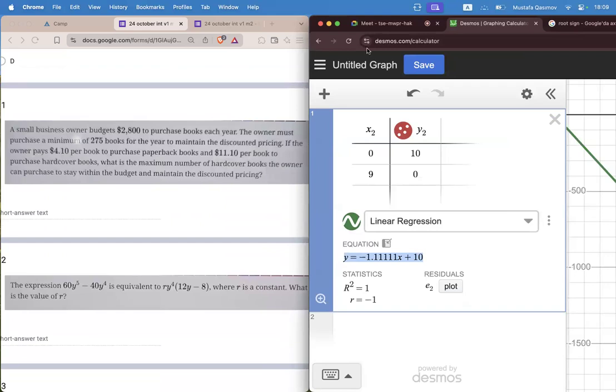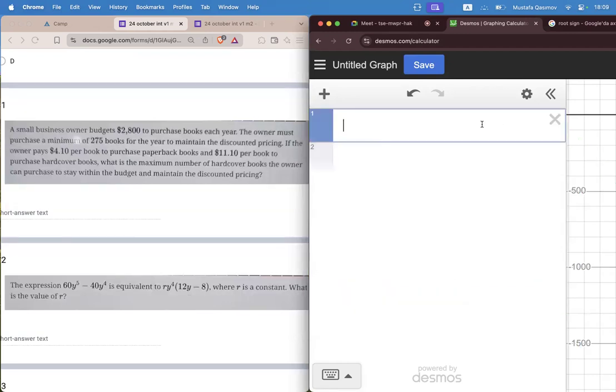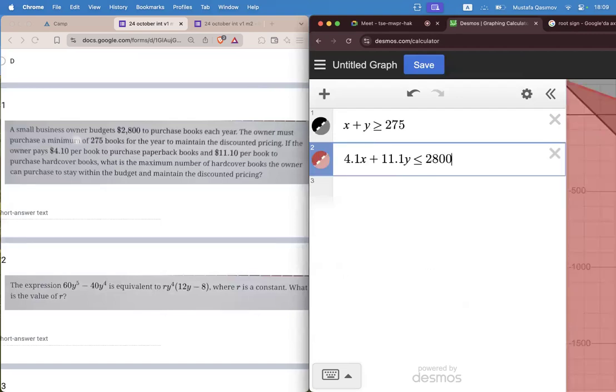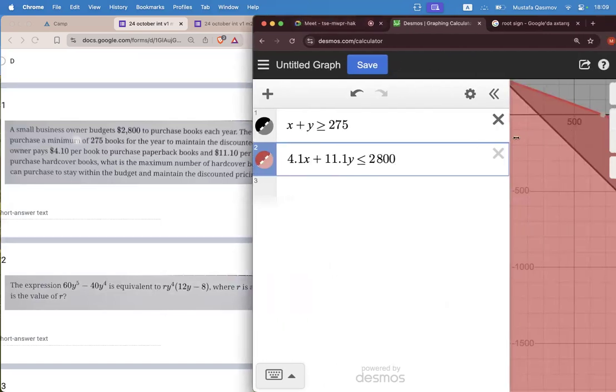Eleven. We look at a question like 11, actually. We have to create a system of inequalities, let's say. x plus y is greater than or equal to 275. 4.10 x plus 11.10 y is... it says that we have a budget of 2,800, so we have to write it like this. And from here we will get the answer.